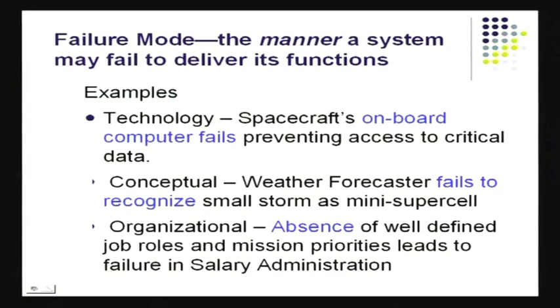Of course, there could be organizational failures also. For example, you may not have well-defined job roles, and people probably do not understand mission priorities. And the result is a failure in salary administration, because you penalize someone for not having done some job. The problem is probably that the responsibilities of the role were not defined very well. Whose failure is this? It's not the person's failure. It is actually the organization's failure that led to this consequence. This is something we have got to be able to fix.